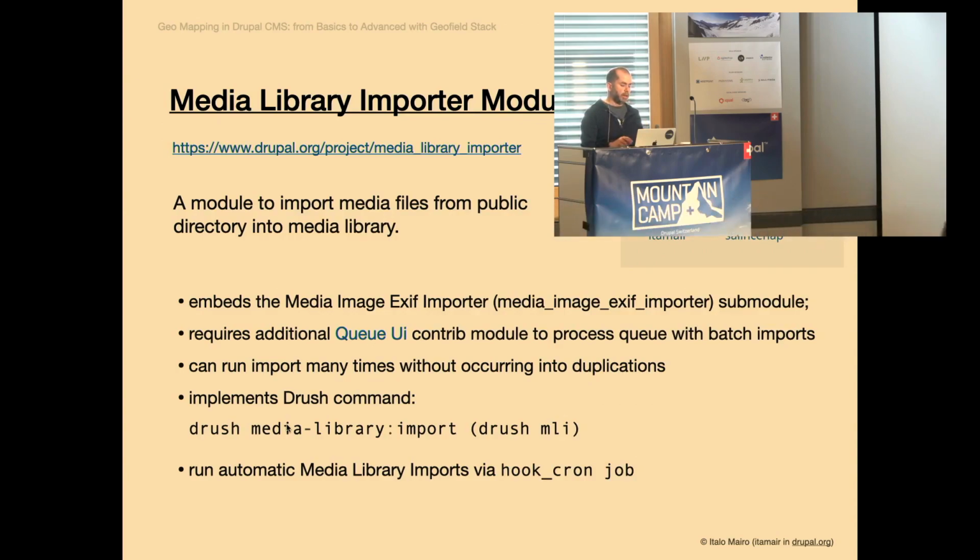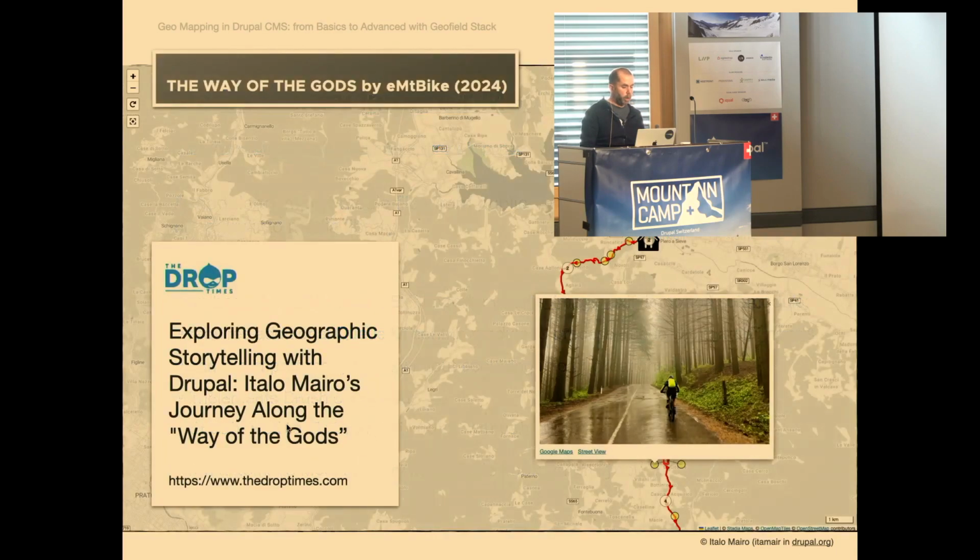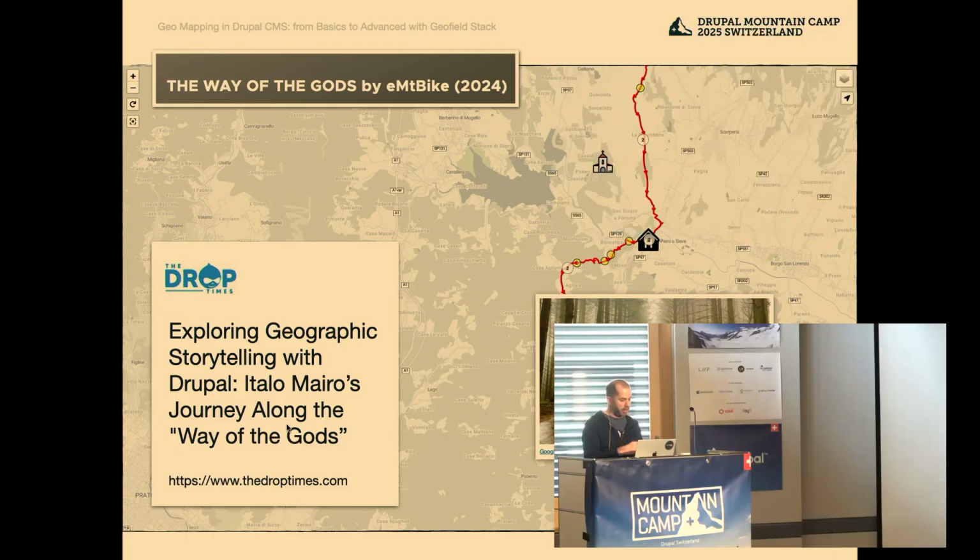So basically, this is something that can be used to automatically implement your storytelling. You have a bunch of images, you just put them in your folder and it will do all the work. You just need some custom code to trigger the creation of the content that embeds these geo images, and then you can map. So through this, for instance, I made this storytelling about a mountain bike trip that I did last year from Bologna to Florence, and that also became an article for The Drop Times.